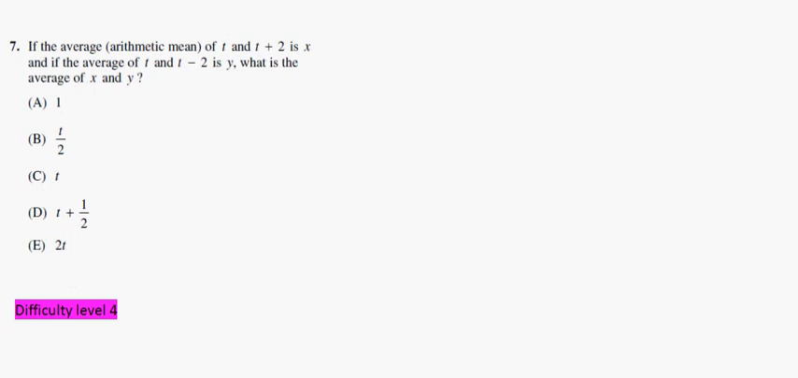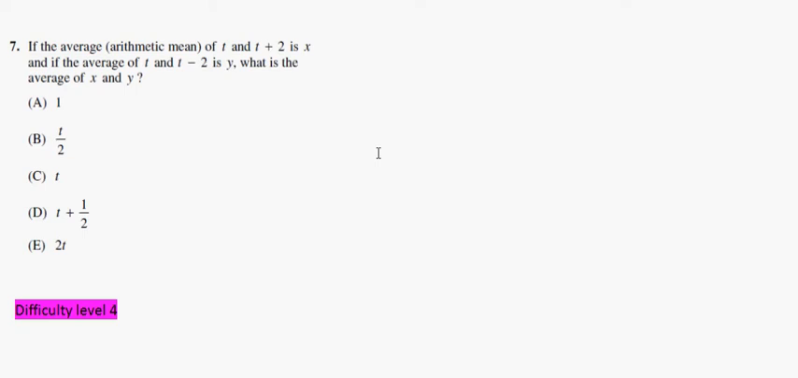Problem number 7. This problem, as well as the previous problem, has difficulty level 4. If the average, or arithmetic mean, of t and t plus 2 is x, and if the average of t and t minus 2 is y, what is the average of x and y?